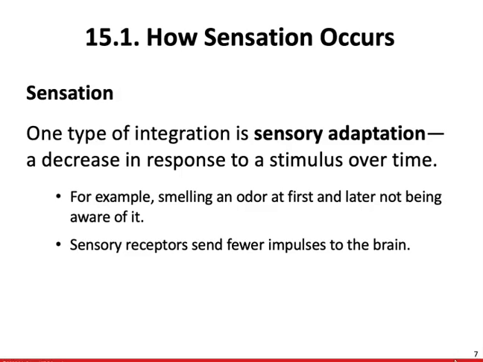Most types of sensory receptors will eventually stop responding if they are continuously stimulated. This ultimately leads you to become less aware of that stimulus. This is what's known as sensory adaptation. It's just a decrease in response to a stimulus over time. It varies depending on the type of receptor. Things like the smell receptor, pressure, and touch adapt very quickly. Smell is one of the very fastest to adapt.